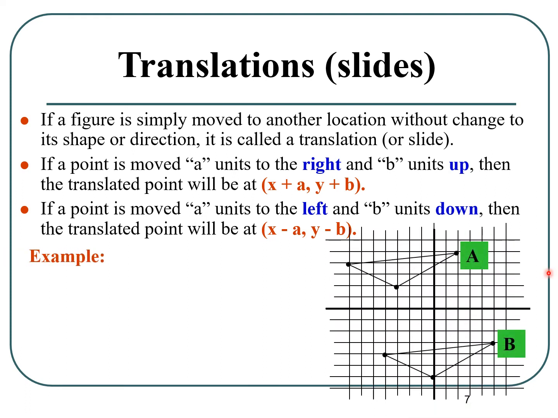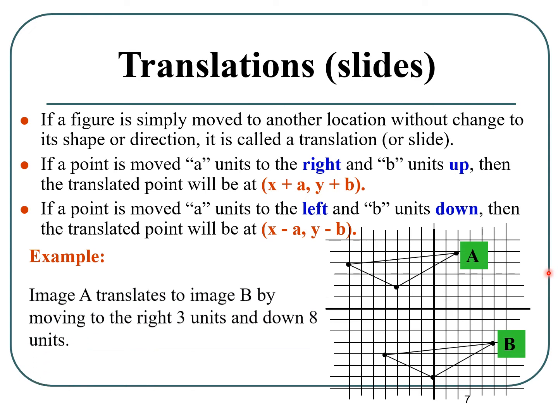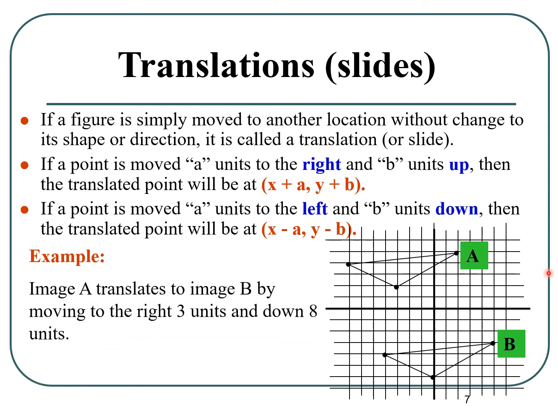Now, let us have some examples. Suppose image A translates to image B by moving to the right 3 units and down 8 units. So from here, we have 1, 2, 3, 4, 5. Point A is at (2, 5).